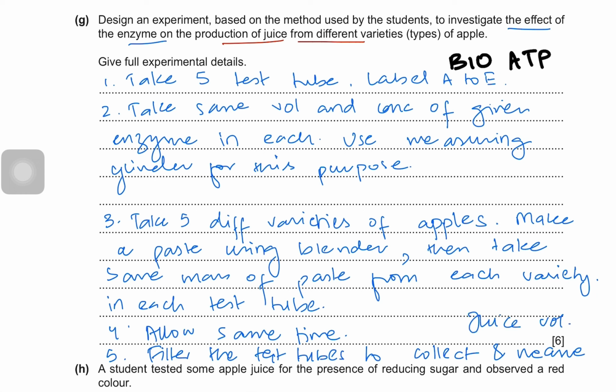So here you were taking 5 test tubes, each had the same enzyme, same temperature, same time given. You are using even the same concentration. The only thing different is the varieties of apple, and even the apples weren't taken, their mass of paste was taken, and you have already talked about using a blender to make the paste. Then you talk about filtering out the juice after same time because you can't give more time to one and less time to the other. You have to give same time for a fair comparison. And then say, okay, we will measure and collect the volume of the juice.